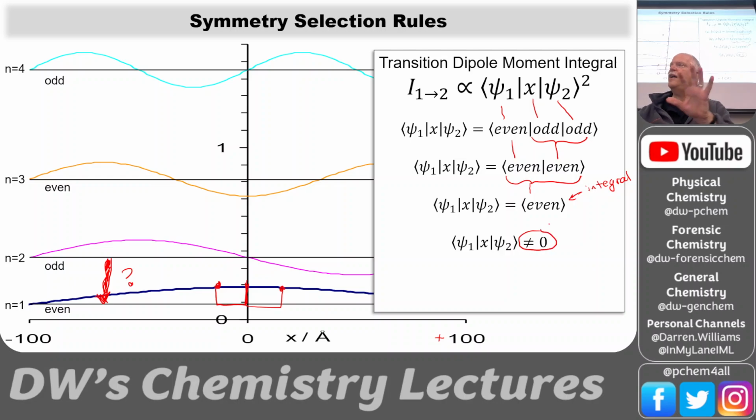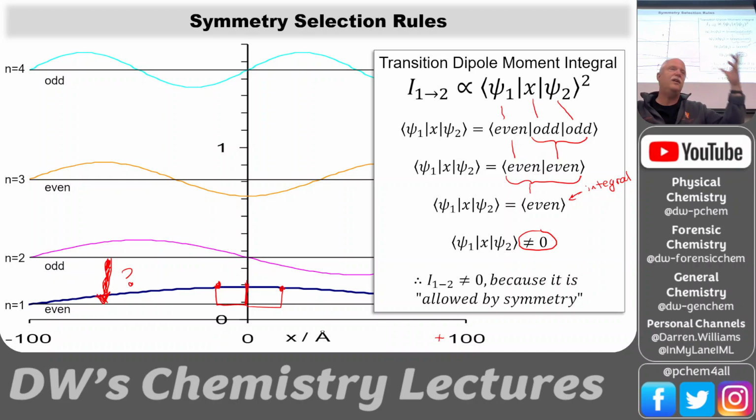So this is what we say about this transition. We do this little symmetry math, and you guys are going to do these a whole bunch of times through the whole semester. Okay, so this is a procedure that you'll do to show me this transition is allowed. So we say that this intensity is non-zero because it is allowed by symmetry. So the symmetry of the functions allow this transition to take place.